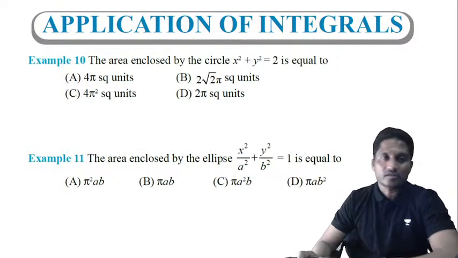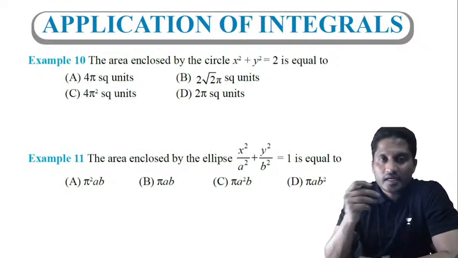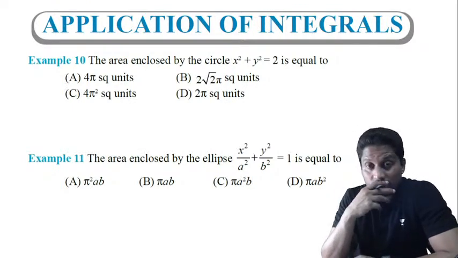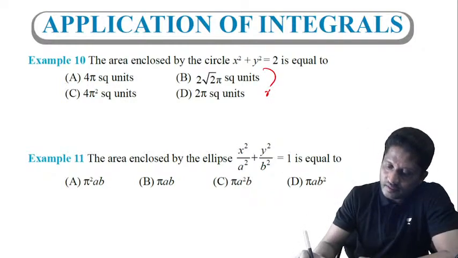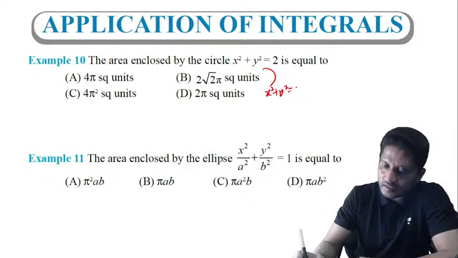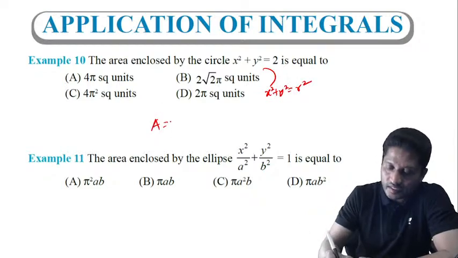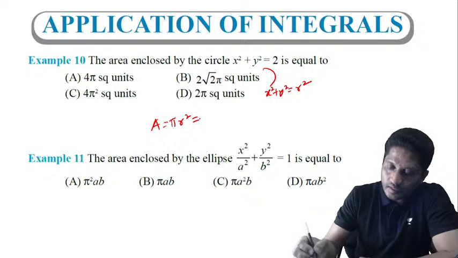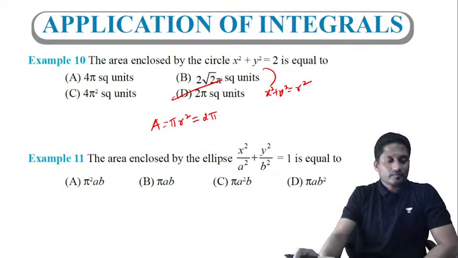See, if I do questions on application of integrals, area enclosed by the circle x square plus y square is equal to 2. Area of a circle, x square plus y square is equal to r square. Area of a circle is equal to pi r square. R square is 2, so this is 2 pi. Straight away answer is D.